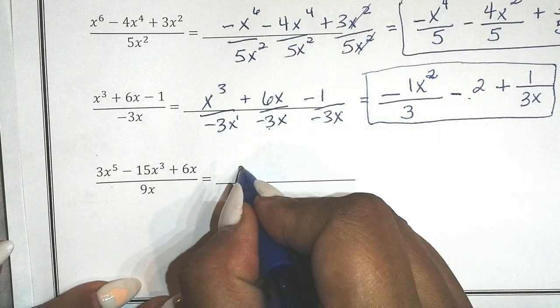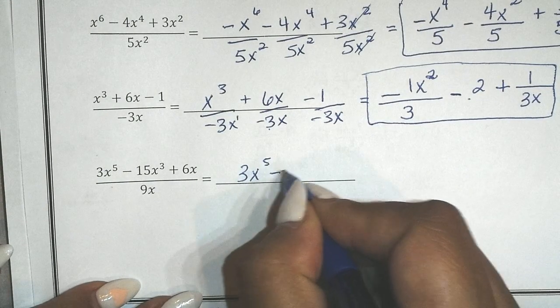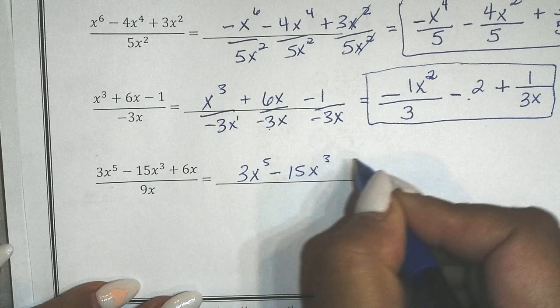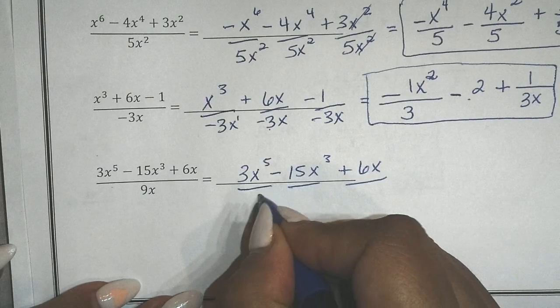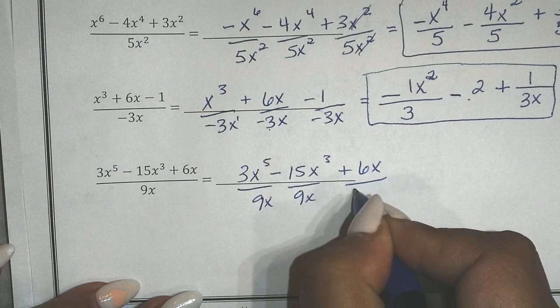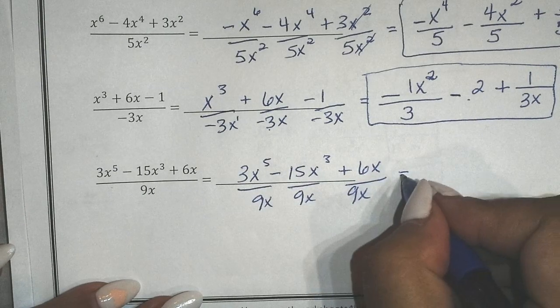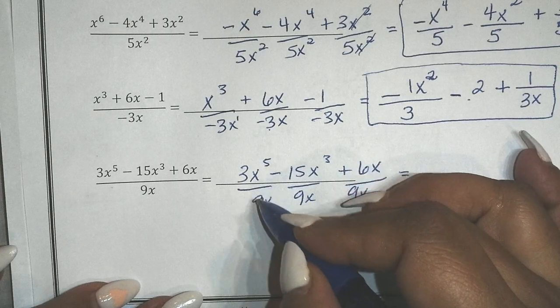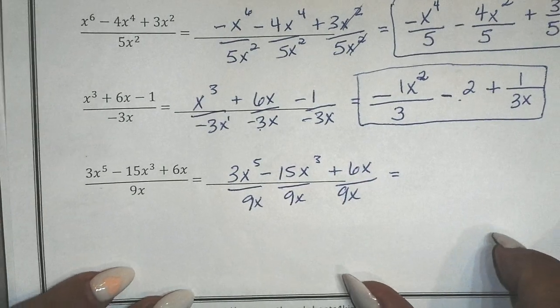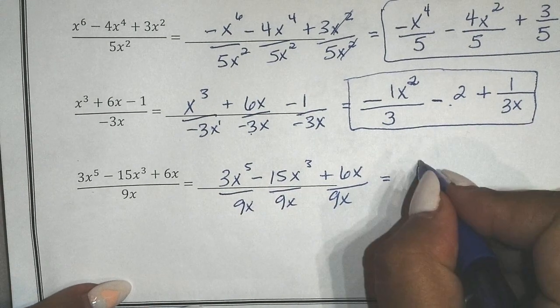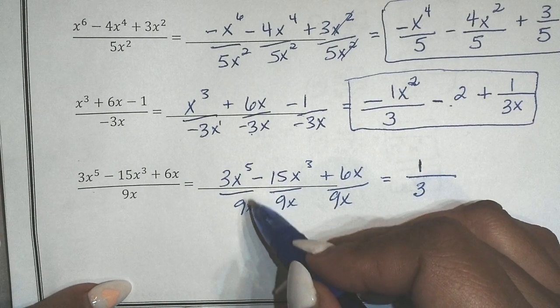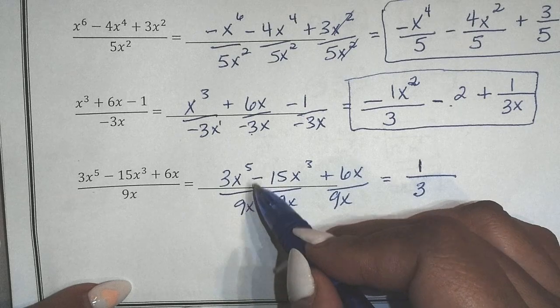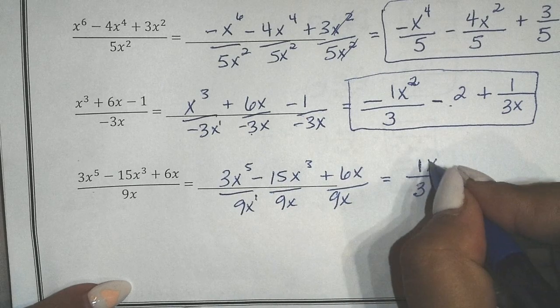Alright, last but not least, we got 3x to the 5th power minus 15x to the 3rd power plus 6x. And you're dividing everything by a 9x. Now I can reduce 3/9 because they're both divisible by 3. So 3 divided by 3 is 1, and 9 divided by 3 is 3. Here I'm dividing my x's, so 5 minus 1 is 4.